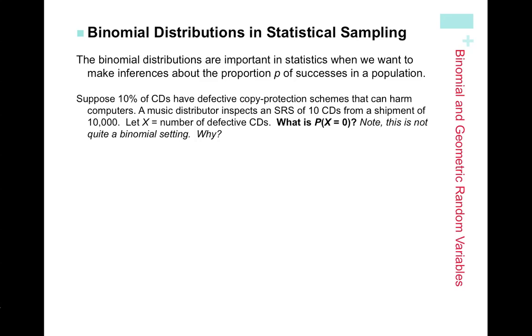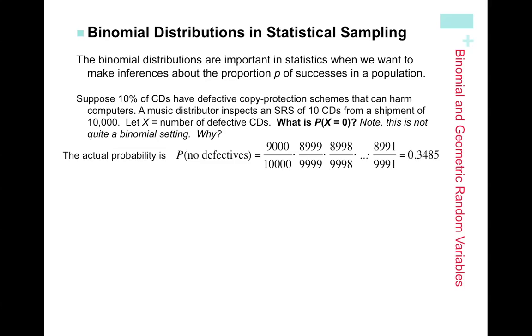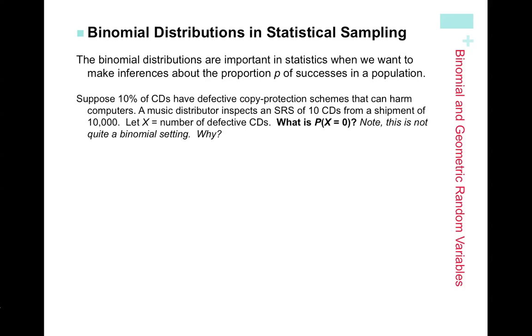So we can't take every one of these 10,000 CDs and test them. It's just not financially possible. And it would be a very poor business model to test every single one of them. We'd lose a lot of money probably. So we're going to do a random sample, an SRS. We're going to pick 10. And this is almost a binomial. What's the probability that x equals 0?